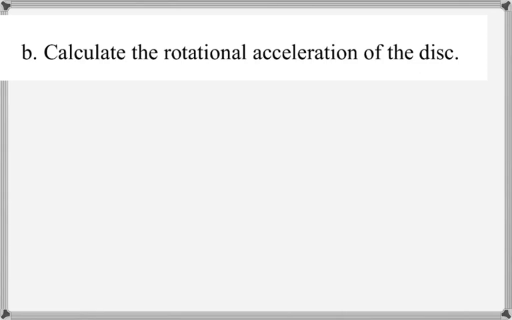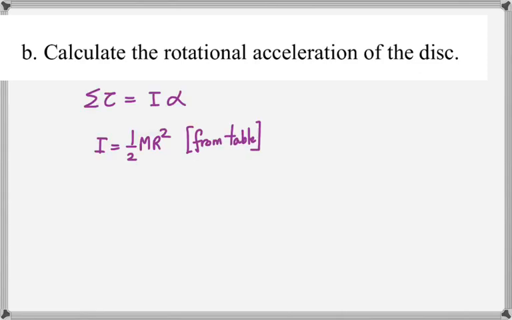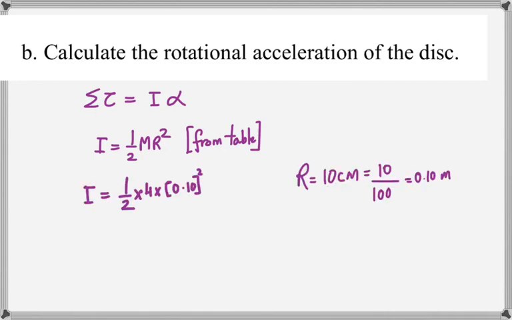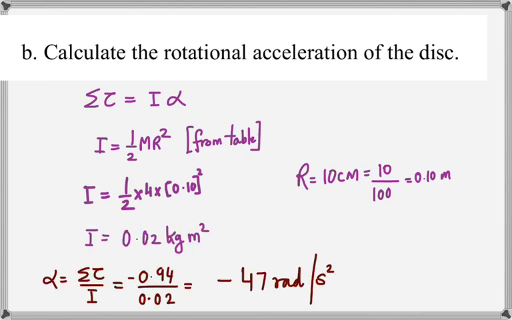Okay, the next is rotational acceleration of the disk. The formula will be sigma torque equal to I alpha, where alpha is the rotational acceleration. I you will get from the table, which is half m r square. Substitute the values for m and r. Don't forget to convert r into meters. Get the value for I. And then we substitute into the equation for alpha. Sigma torque is from the previous part of this question. Substitute the values, you get negative 47. Do not forget the unit for alpha is radian per second square.